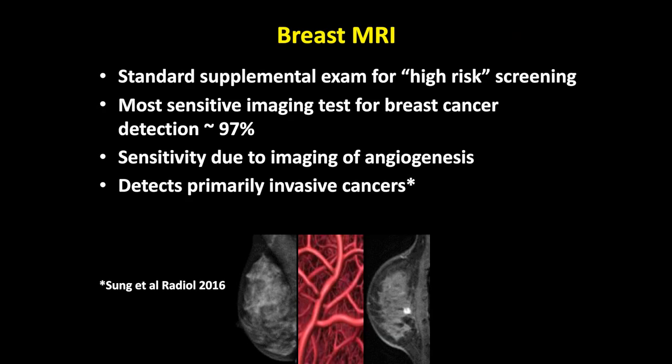Over the years, breast MRI has been increasingly used for the additional detection of breast cancers. It is the standard supplemental exam for women with high risk or greater than 20% lifetime risk for developing cancer. It is the most sensitive imaging test for breast cancer at this point, with a detection rate of approximately 97%. And this sensitivity is primarily due to its ability to image angiogenesis. The cancers detected are, in theory and in practice, more frequently invasive or higher grade ductal carcinomas in situ.